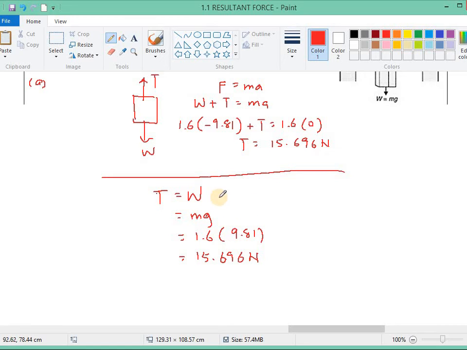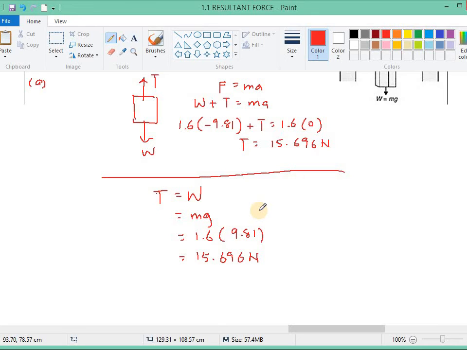Okay, this is another way, but this way has pros and cons. The good thing about this way is you can do it very fast. But the thing that is not good with this method is that you need to have a really deep understanding of the whole situation. You need to know that stationary means acceleration is zero, acceleration zero means the resultant force is zero, that means the tension and the weight are the same.